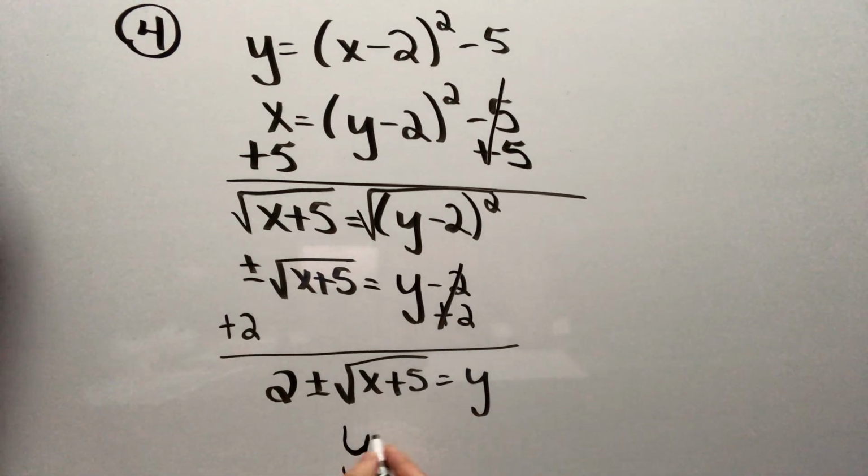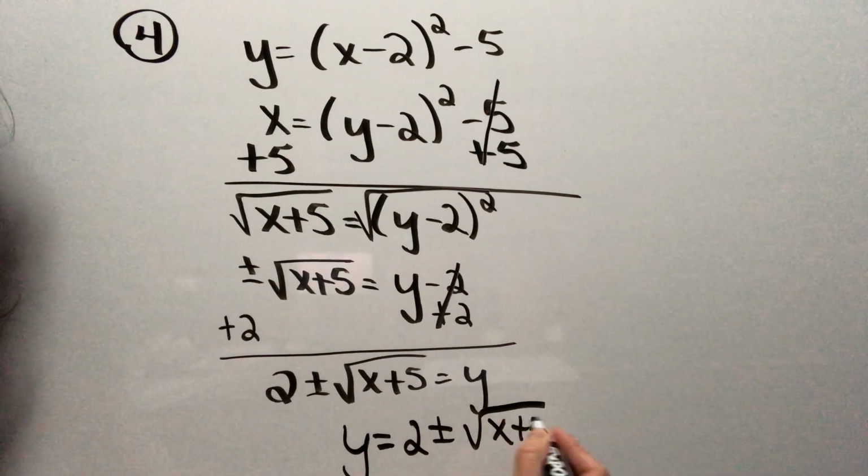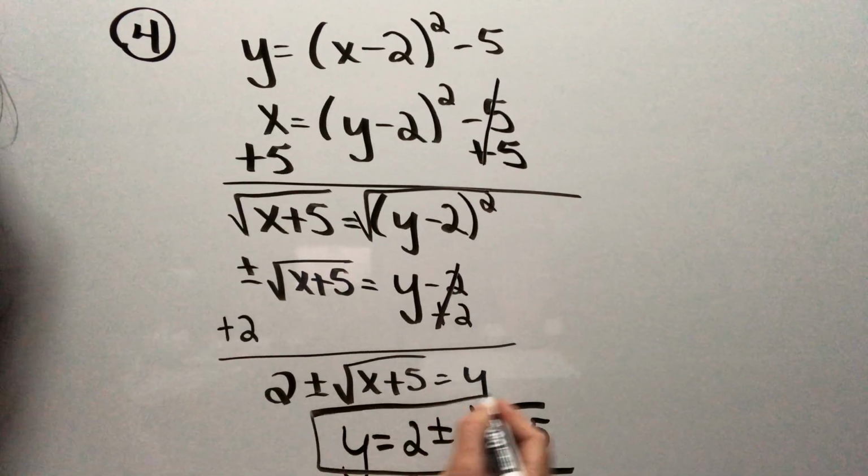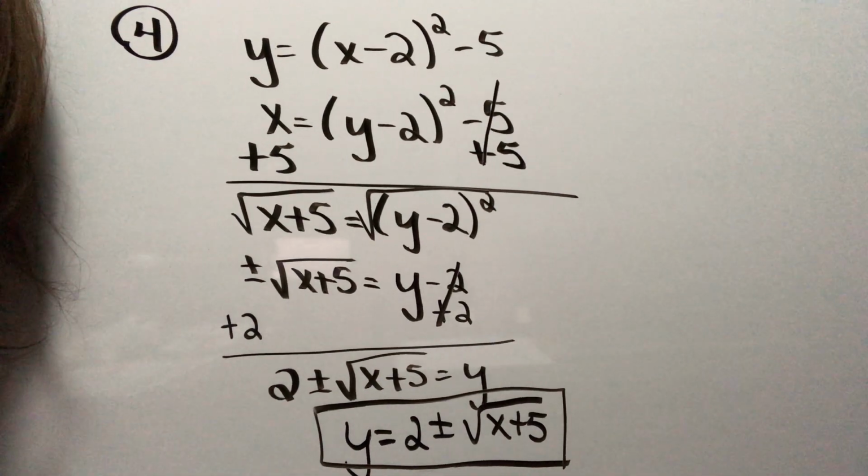So your answer would be y equals 2 plus or minus the square root of x plus 5. So this is called an inverse relation rather than an inverse function because it did not pass the vertical line test.